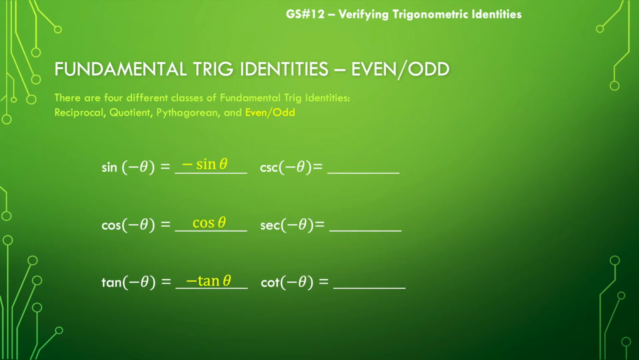Tangent of negative theta will equal negative tangent of theta. Cosecant of negative theta will equal negative cosecant of theta. And cotangent of negative theta will equal negative cotangent of theta. Now, cosine of theta is an even function. An even function means that f of negative x is the same as f of x. So in this case, cosine of negative theta will equal cosine of theta, and secant of negative theta will also equal positive secant of theta.